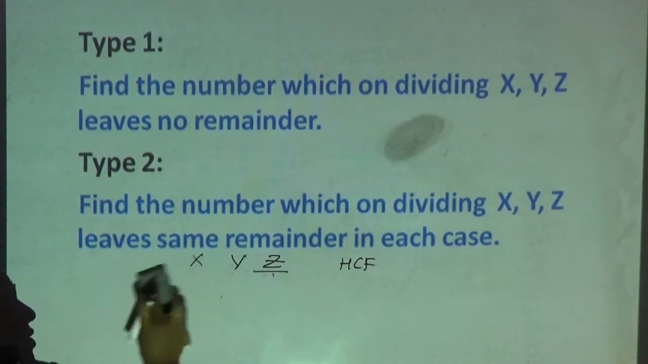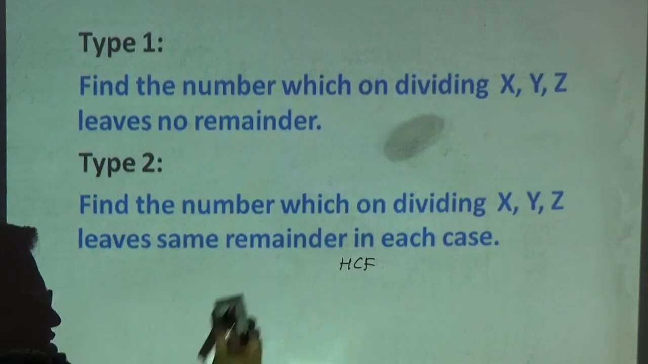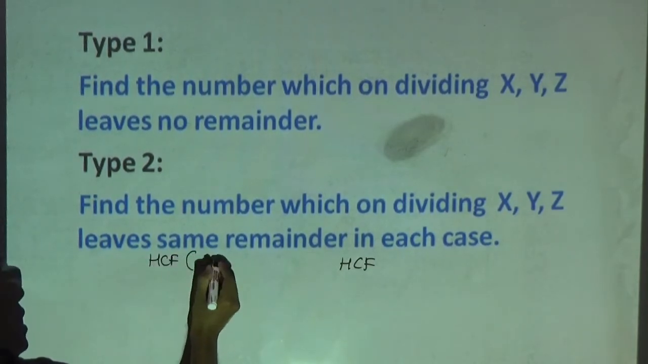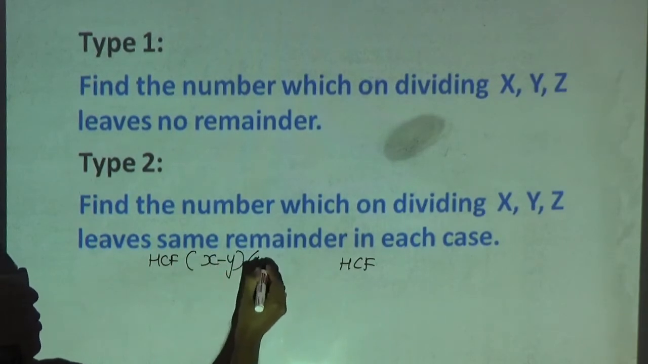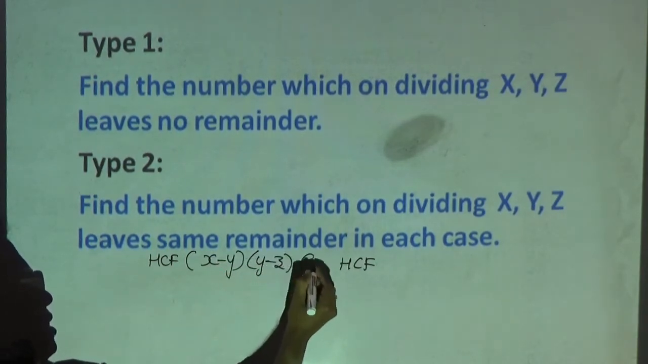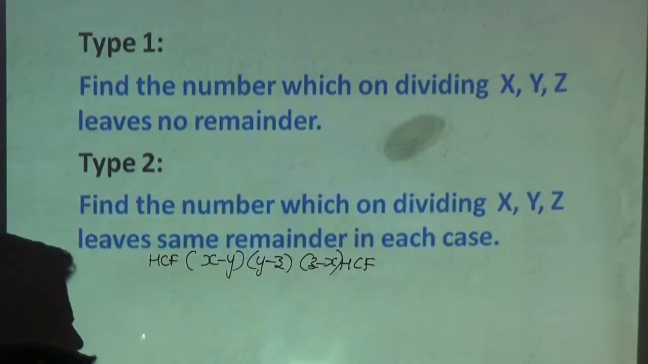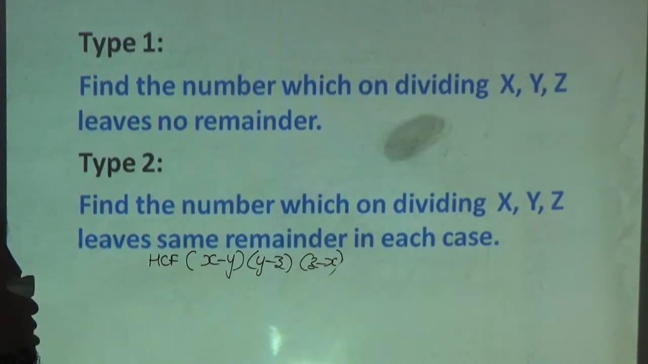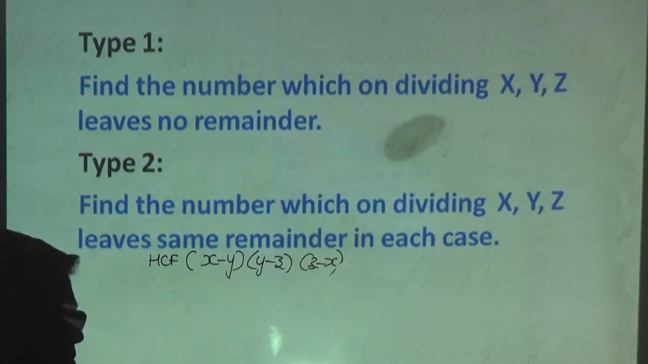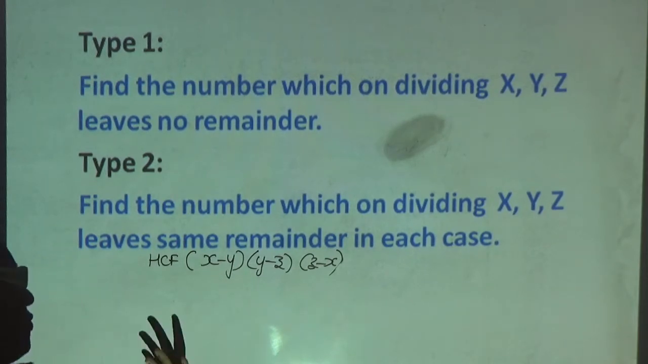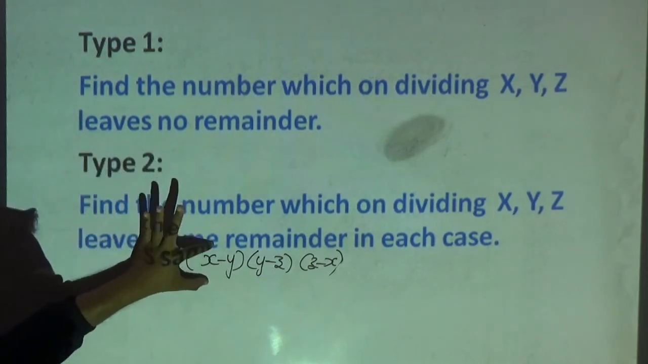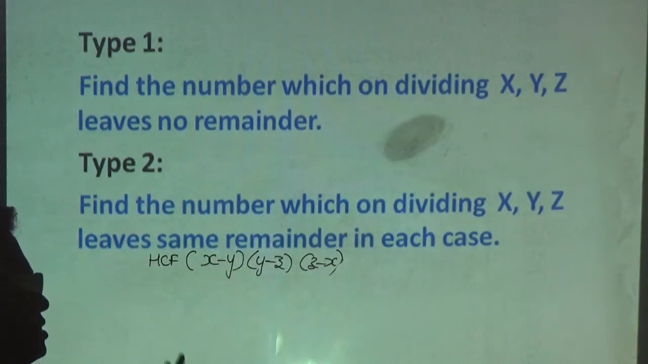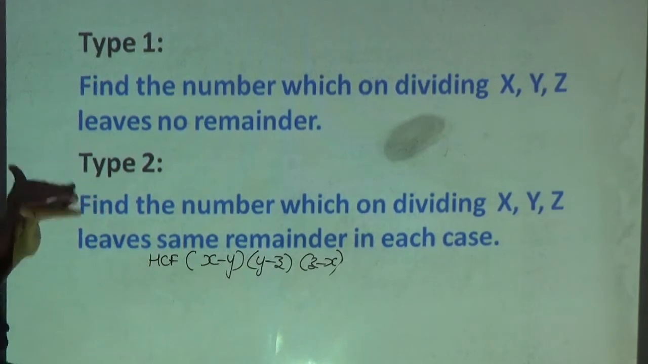But what do you need to find out? HCF. Then how to solve such a question? You need to find out the HCF of x minus y, y minus z, and z minus x. This will give you the answer for this type of question. If there is the same remainder in each case, find the HCF of x minus y, y minus z, and z minus x. This will be your solution for type 2.